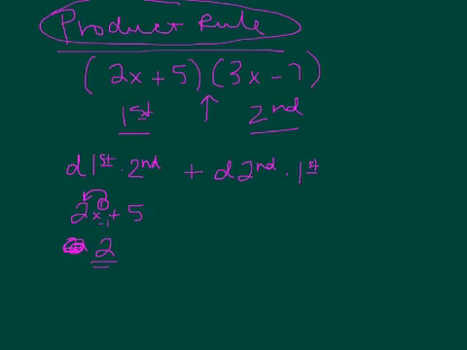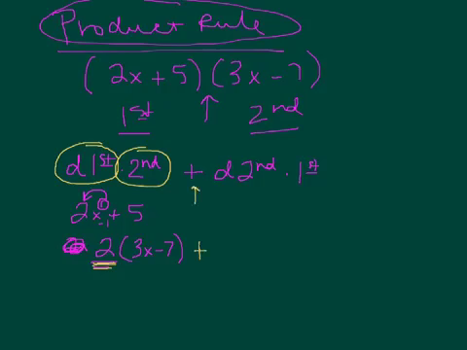Then my formula says derivative of the first times the second. So I have my derivative of the first. Now I need to multiply that by the second expression, which is 3x minus 7, the original second expression. Now I do my plus sign.